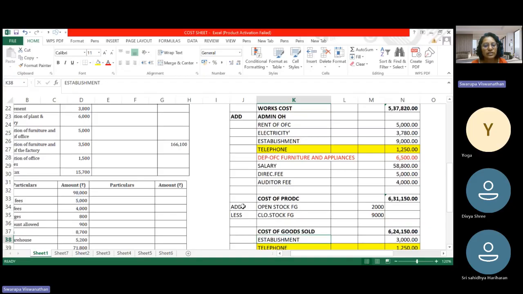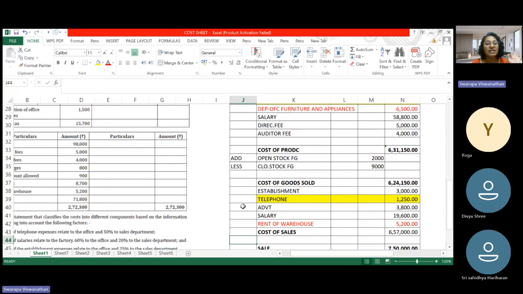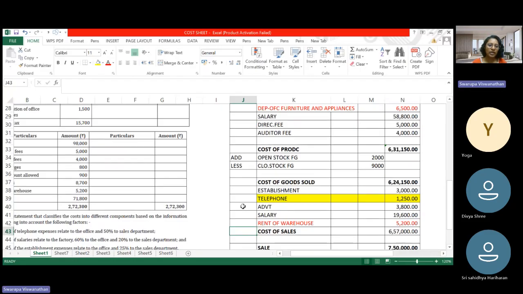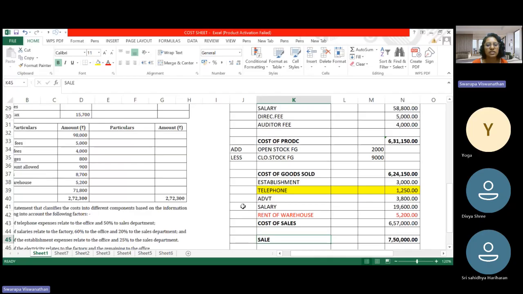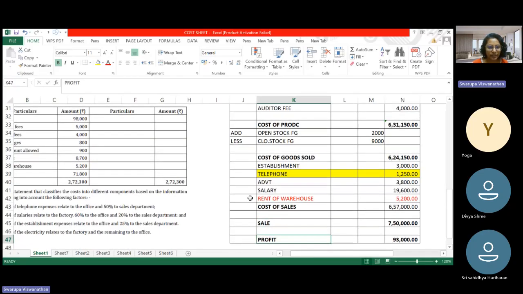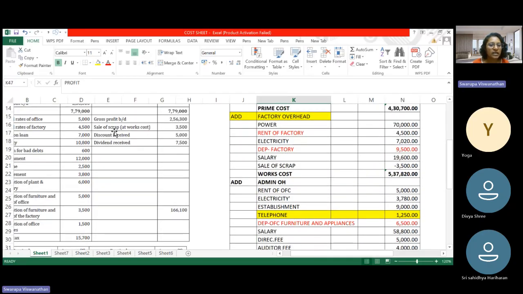To cost of goods sold, we need to add all the selling overheads. We will get cost of sales. Okay. So cost of sales we have got. Sale value is 7,50,000. The difference will be our profit. Should we take discount received? Discount received is again financial aspects. So we need not consider.